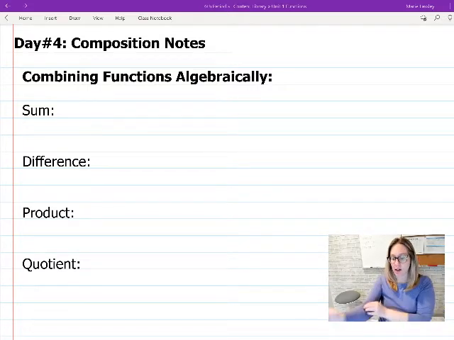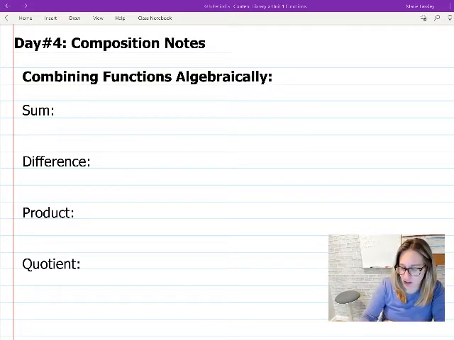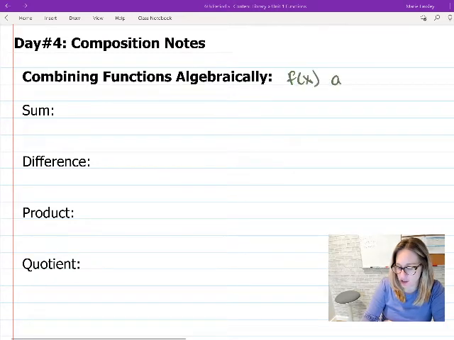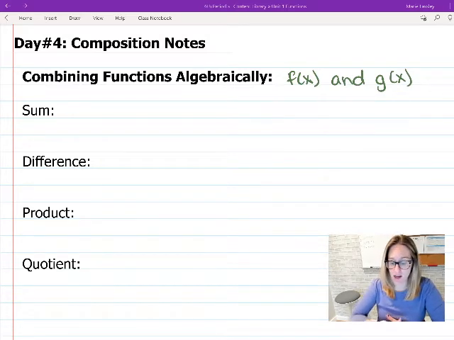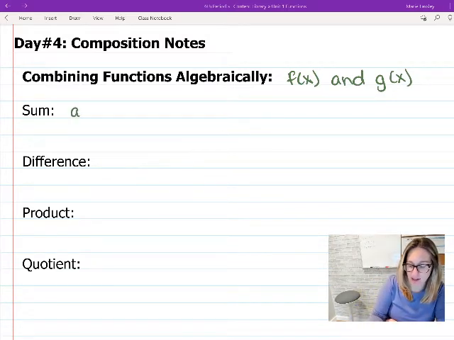So if you have two functions, we have function f of x and function g of x. All right, these are the things that we are allowed to do with them using algebra. So we are allowed to do the sum of two functions. All right, this just means that we're going to add these two functions. So we're adding functions.